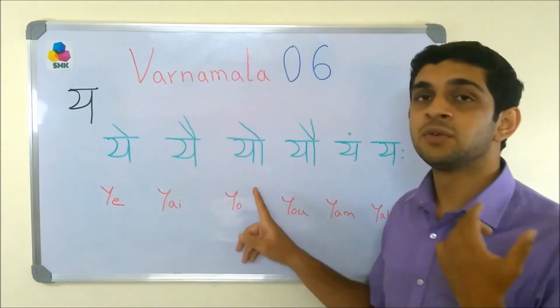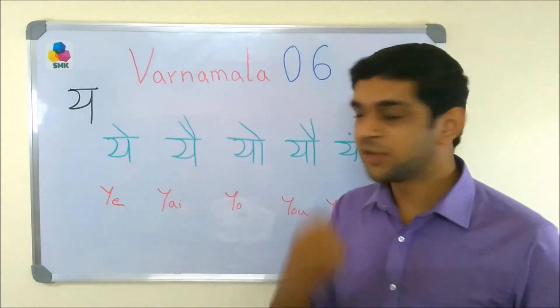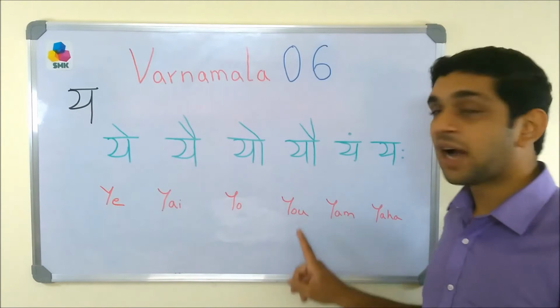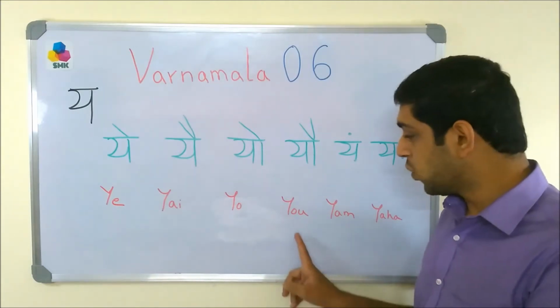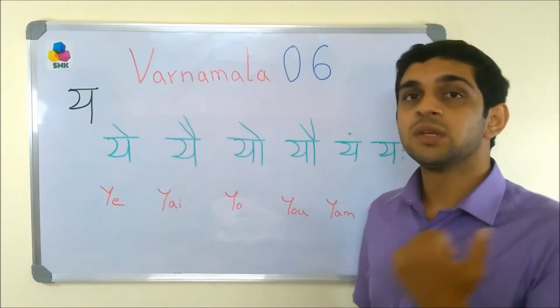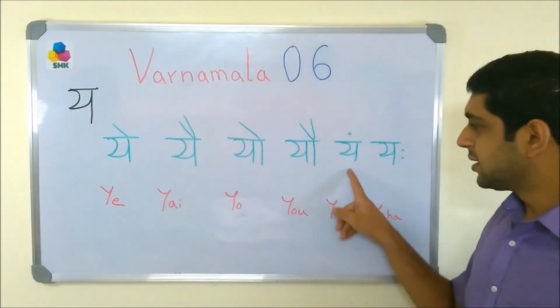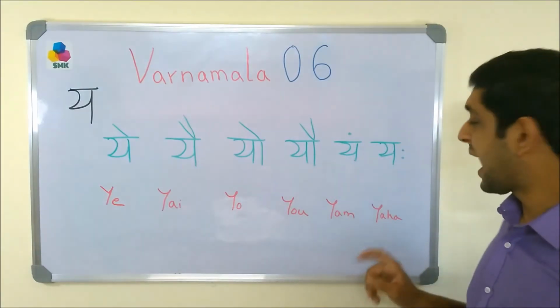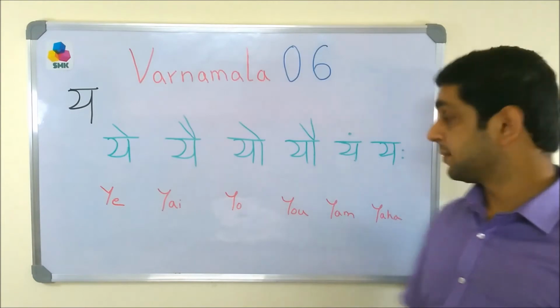Y and O gives you yo, that one yo, and Y and ow. This is not you, this is ow. So Y and ow will give you yo. Y and um will give you yum, and Y and aha will give you yah.